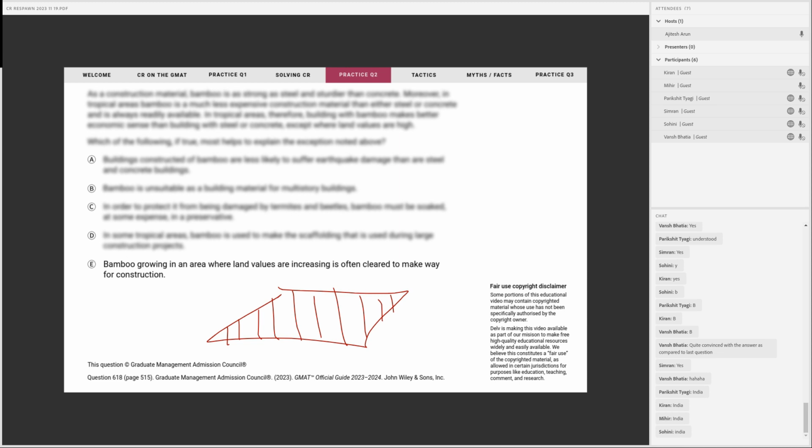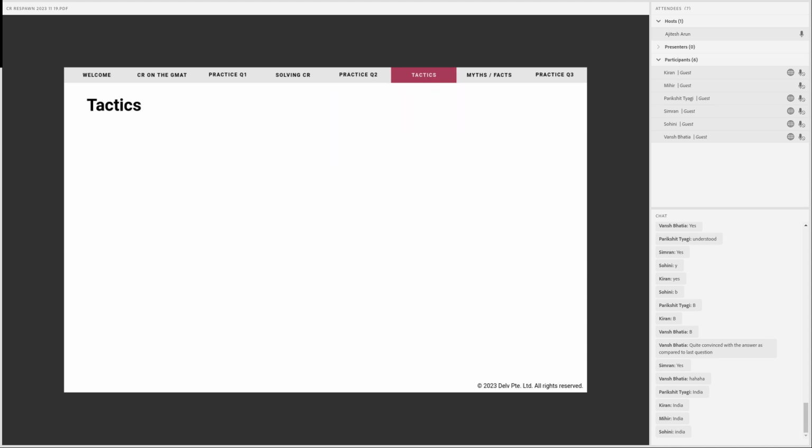Absolutely. All right. Now, we're going to talk about a few tactics and a few myths. And this is going to be a very fast discussion, but I want you guys to give me your opinions if you've heard something about some of these things that we're talking about, right? So, the first tactic is stopping after finding the correct option.